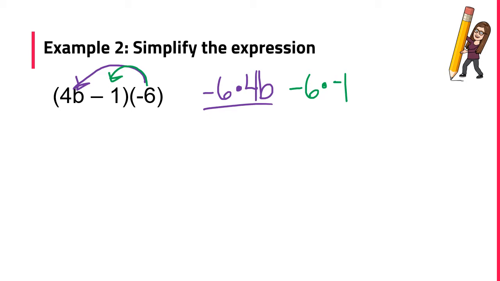Negative 6 times positive 4. We can multiply unlike terms. So a negative times a positive is a negative. 6 times 4, 24, and I still have the b value. Then in green, I have a negative 6 times a negative 1. A negative times a negative is positive.